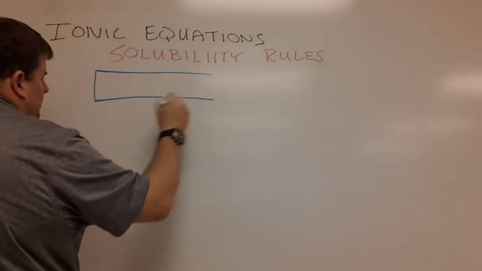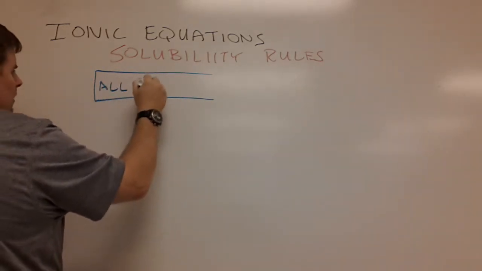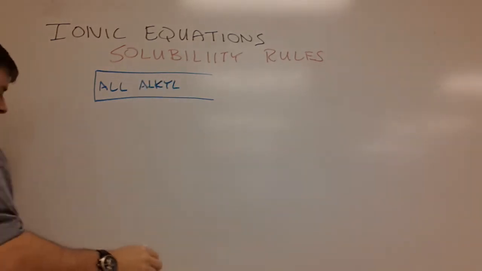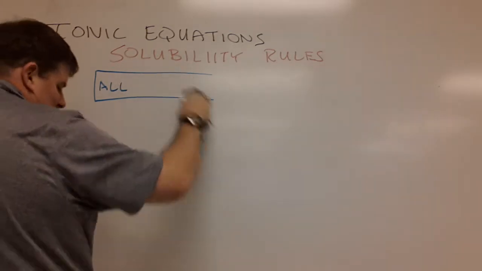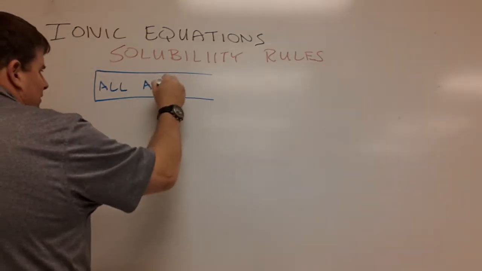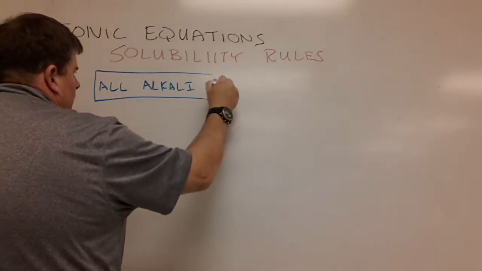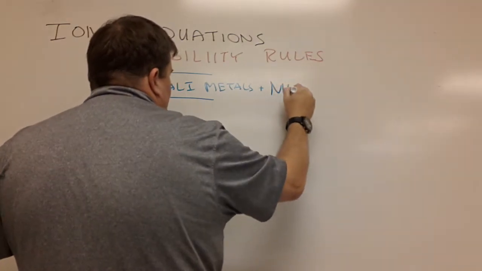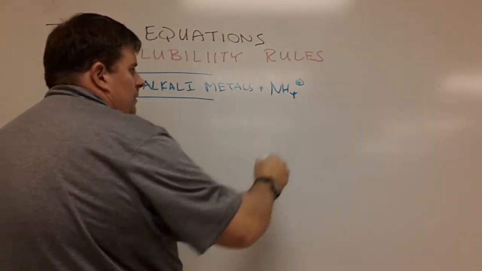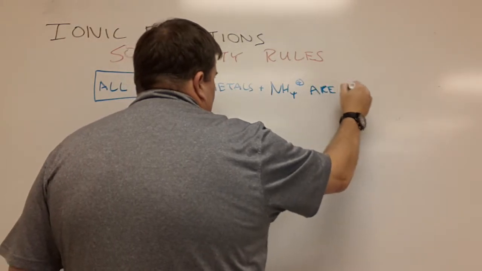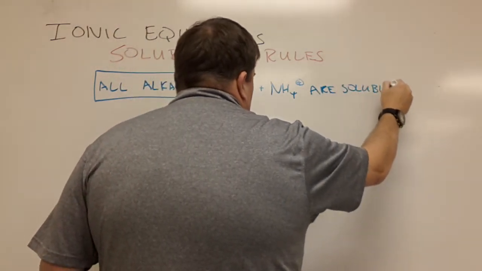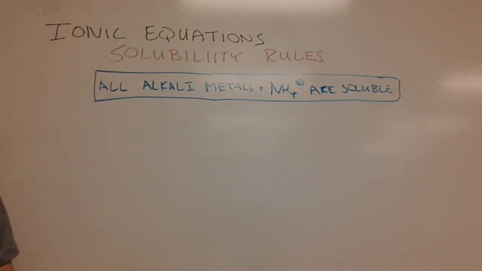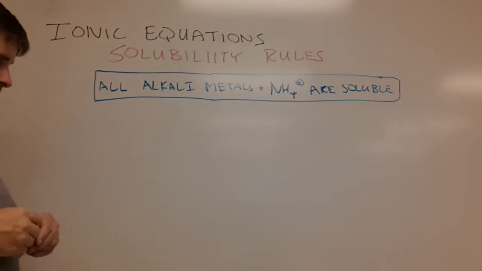that we've got here is that all alkyl halides, no, excuse me, not alkyl halides. I've got organic on the brain, I'm sorry. All alkali metals and NH4 plus, known as ammonium, are soluble. Okay? So for all salts that contain alkali metals, we know that these things are going to be soluble.